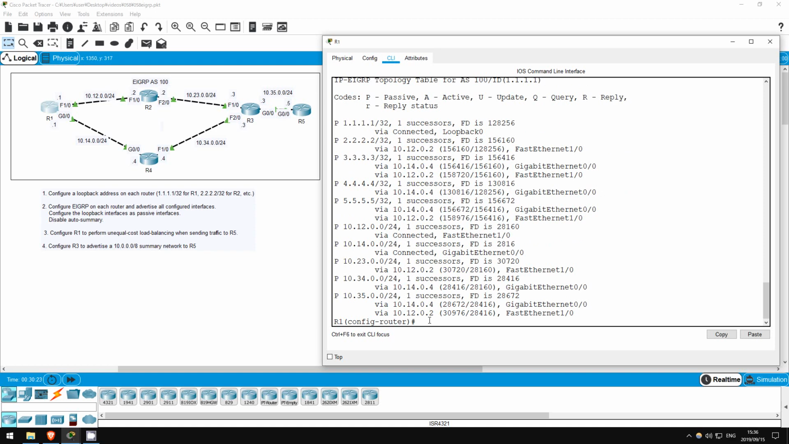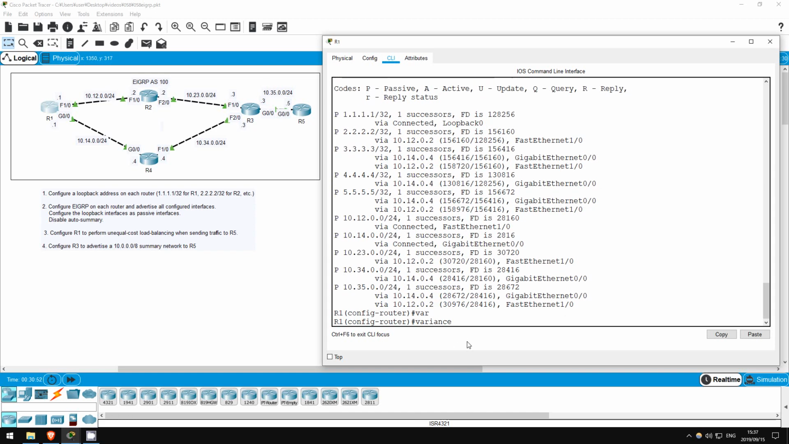Okay, so R1 has a successor route to R5 via 10.14.0.4, which is R4, with a metric of 156,672. It also has a feasible successor route via 10.12.0.2, which is R2, with a metric of 158,976. To enable R1 to load balance over these, use the variance command.